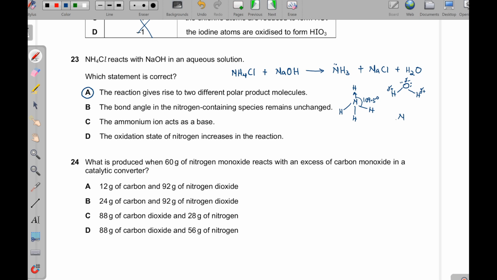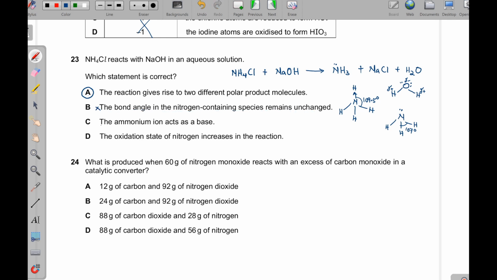But then in ammonia, using valence shell electron pair repulsion theory, because lone pair bond pair repulsion is stronger than bond pair repulsion, the angle here is going to be smaller than this because of the stronger repulsion coming from the lone pair here. You see? So below this one here, we can choose 107. So there is a change in the angle. You are moving from a tetrahedral structure to a trigonal pyramidal. So when they say the bond angle in the nitrogen containing species remains unchanged, that is wrong.